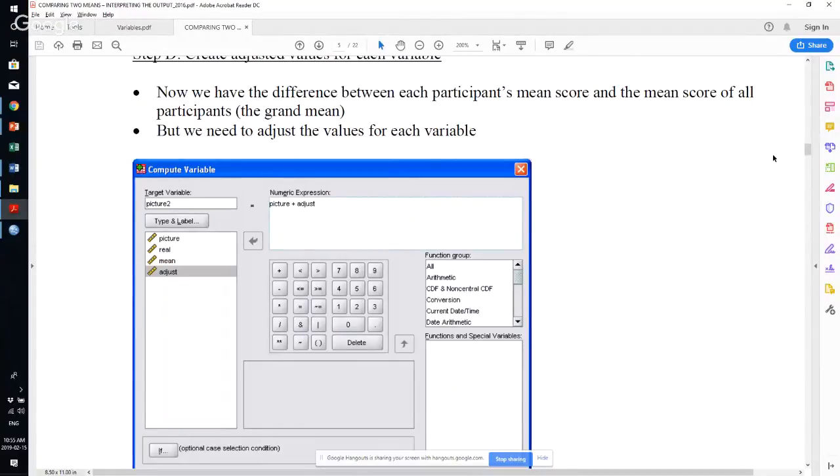The reason for all of this fiddling around is that if we just plotted picture and real and just looked at the error bars of those, we would be losing the fact that this was repeated measures. It would be giving us independent design error bars. All these calculations are because SPSS doesn't realize that this is repeated measures. We have to do math to make SPSS plot the correct error bars, okay? That's kind of the rationale here. I want you to understand that.